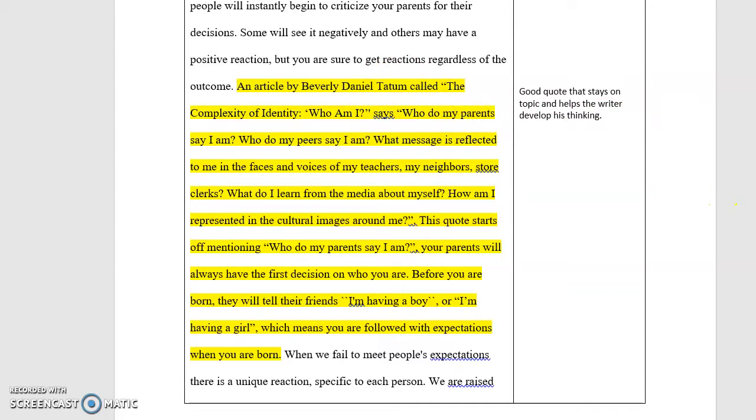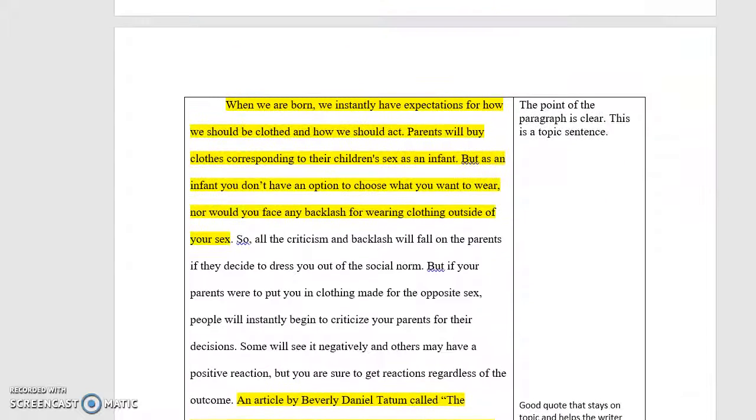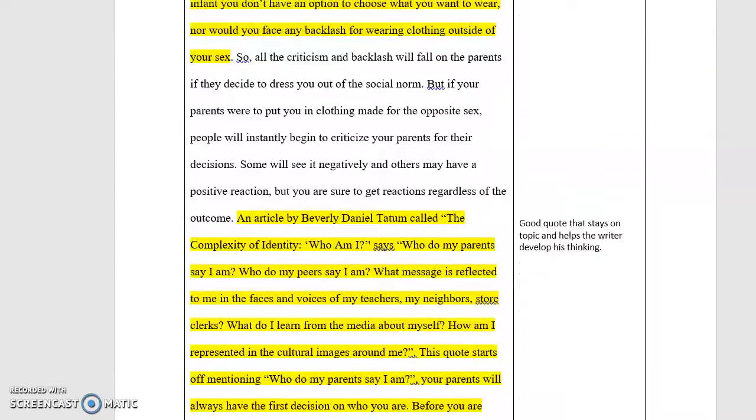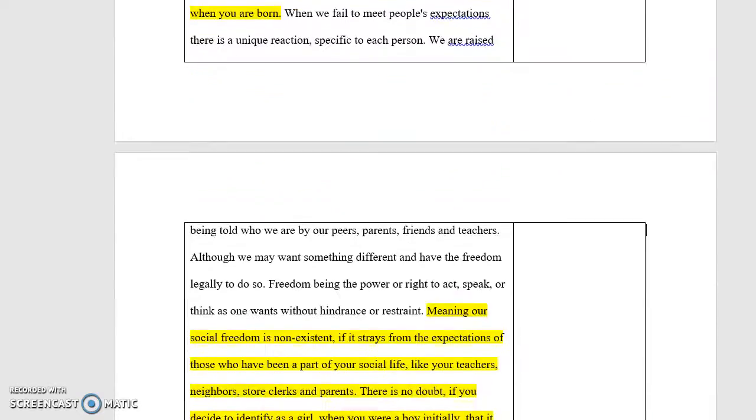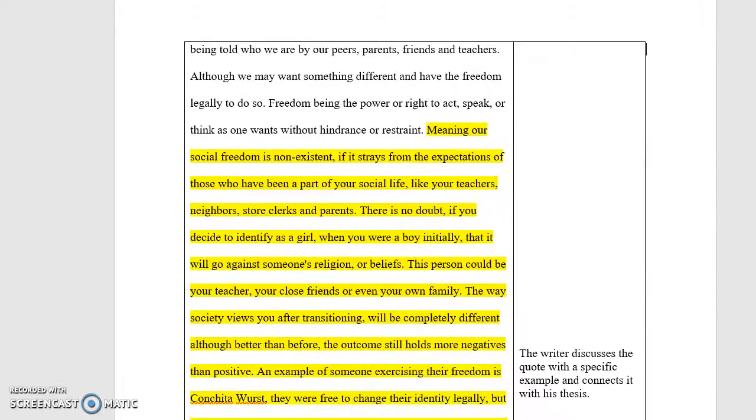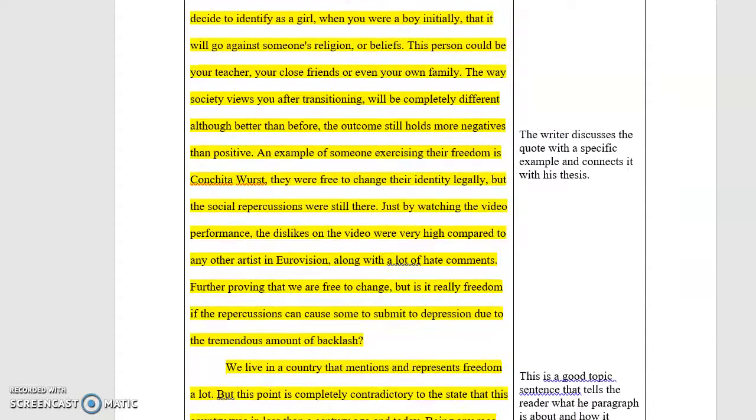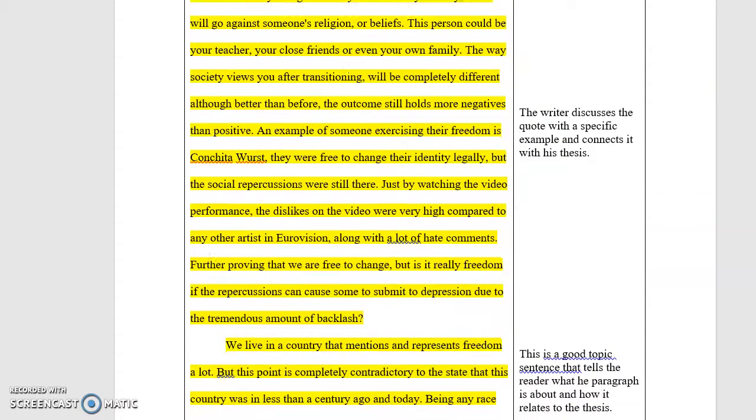Okay? So his paragraph has, just a review, an idea that the whole paragraph is about. That's called a topic sentence. It has some discussion, and it has a quote. Okay? And then he gets into particular details about that quote by using some examples. That's how you can develop your ideas.